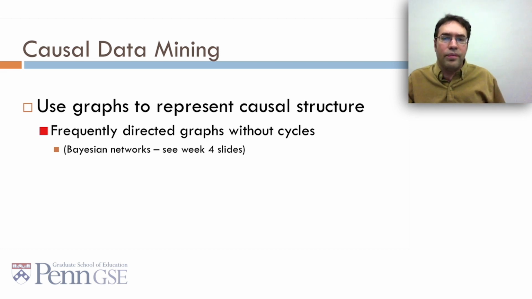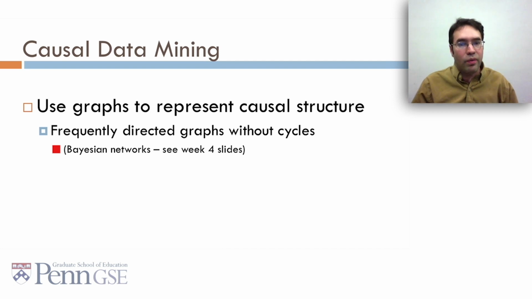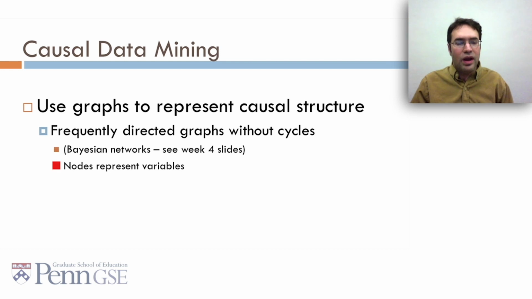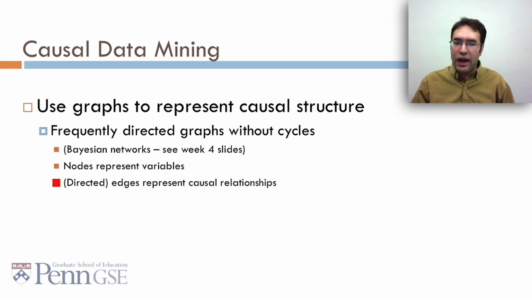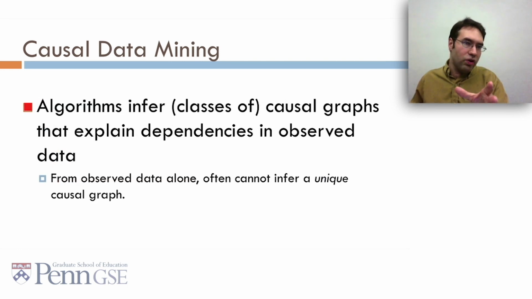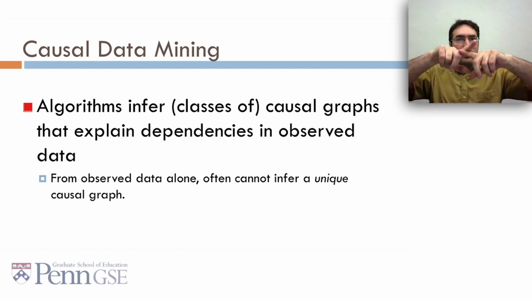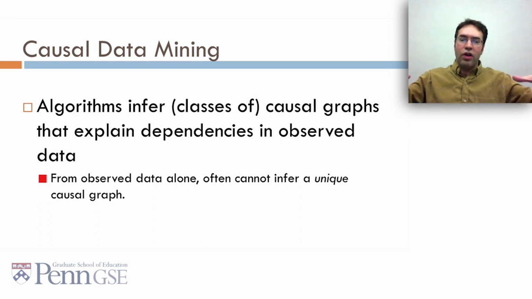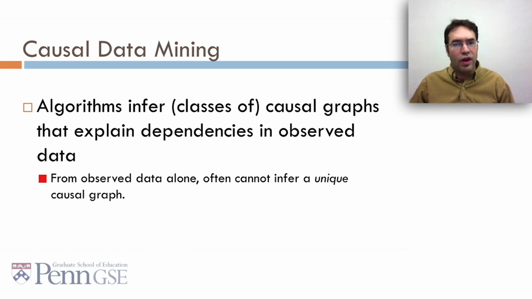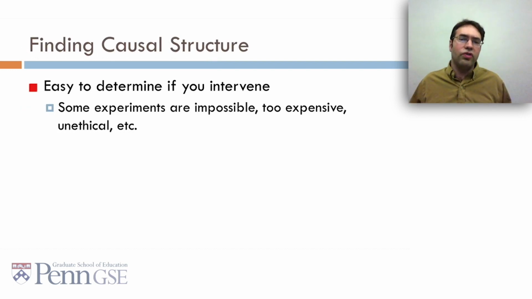And by the way, this may seem familiar if you're remembering the Bayes network lecture from week 4. It's the same mathematical framework. Nodes represent variables, and directed edges between them represent causal relationships. And the algorithms available for causal data mining infer classes of causal graphs that explain dependencies in the observed data. And I want to point out we say classes of because usually from the observed data alone, we can't infer a unique causal graph. Causal data mining to be effective relies upon additional information, which I'll talk about a little later.